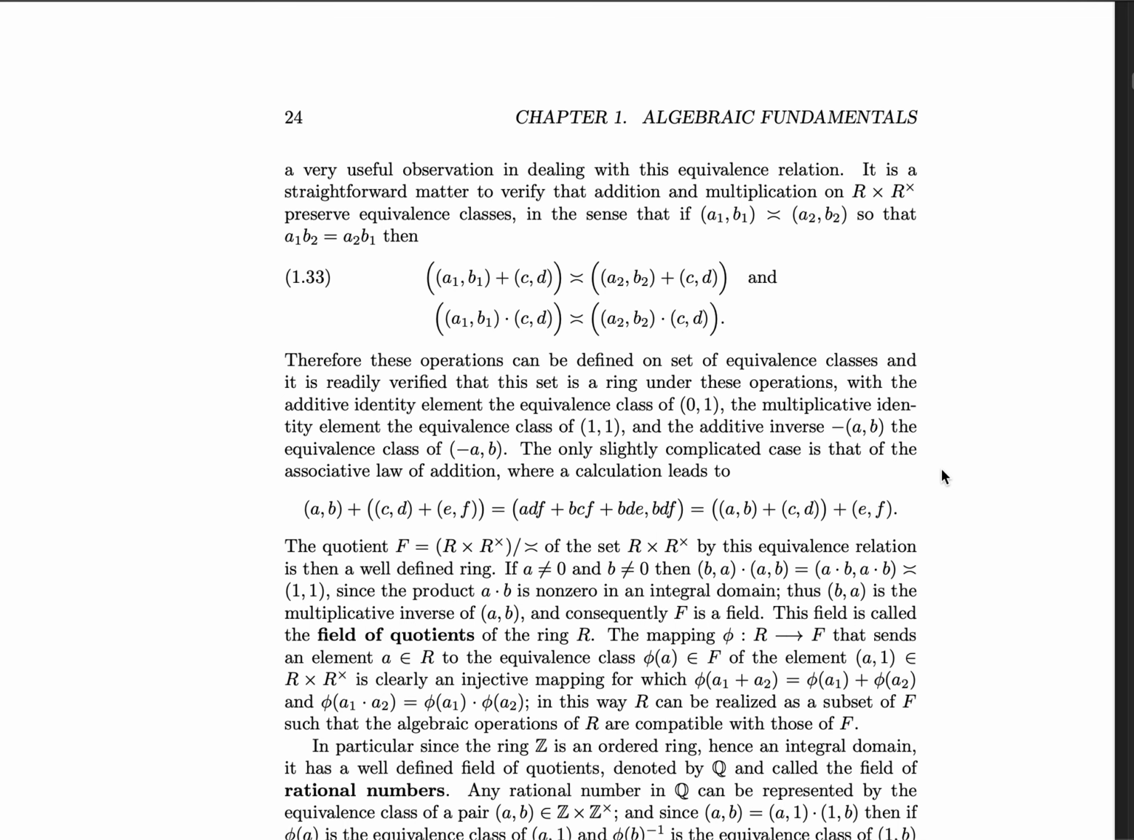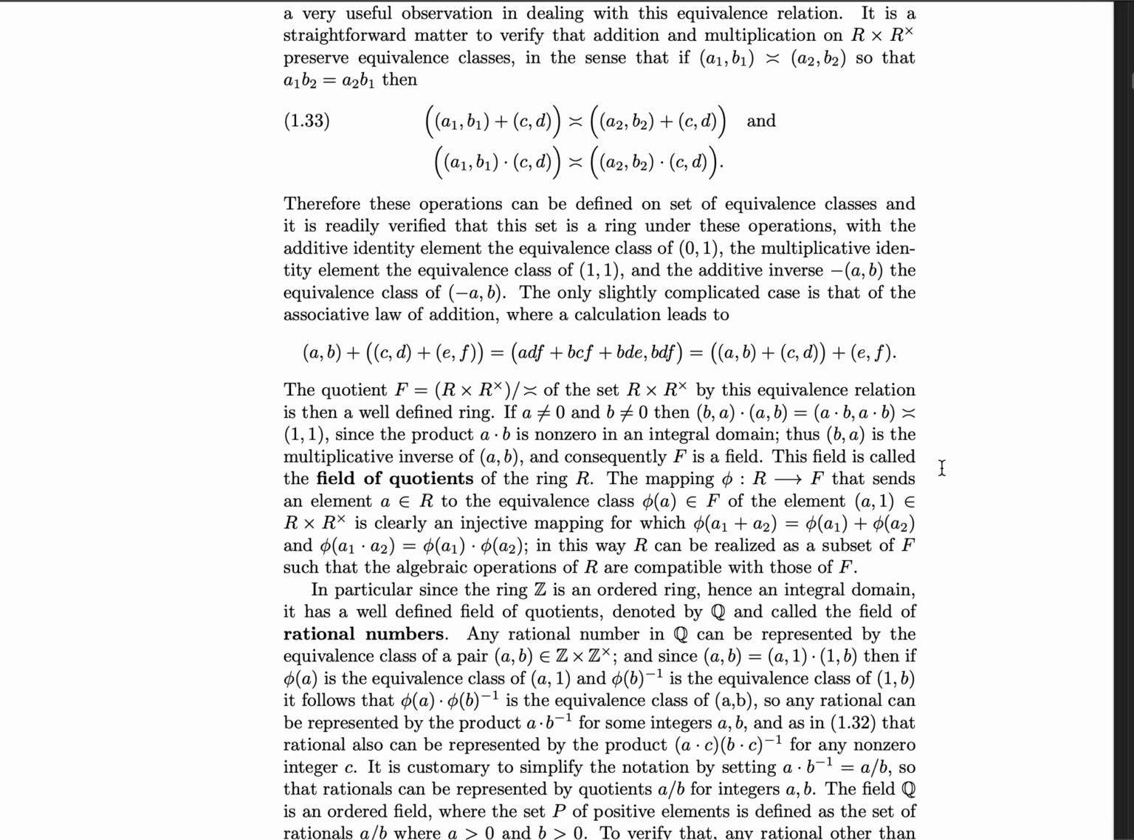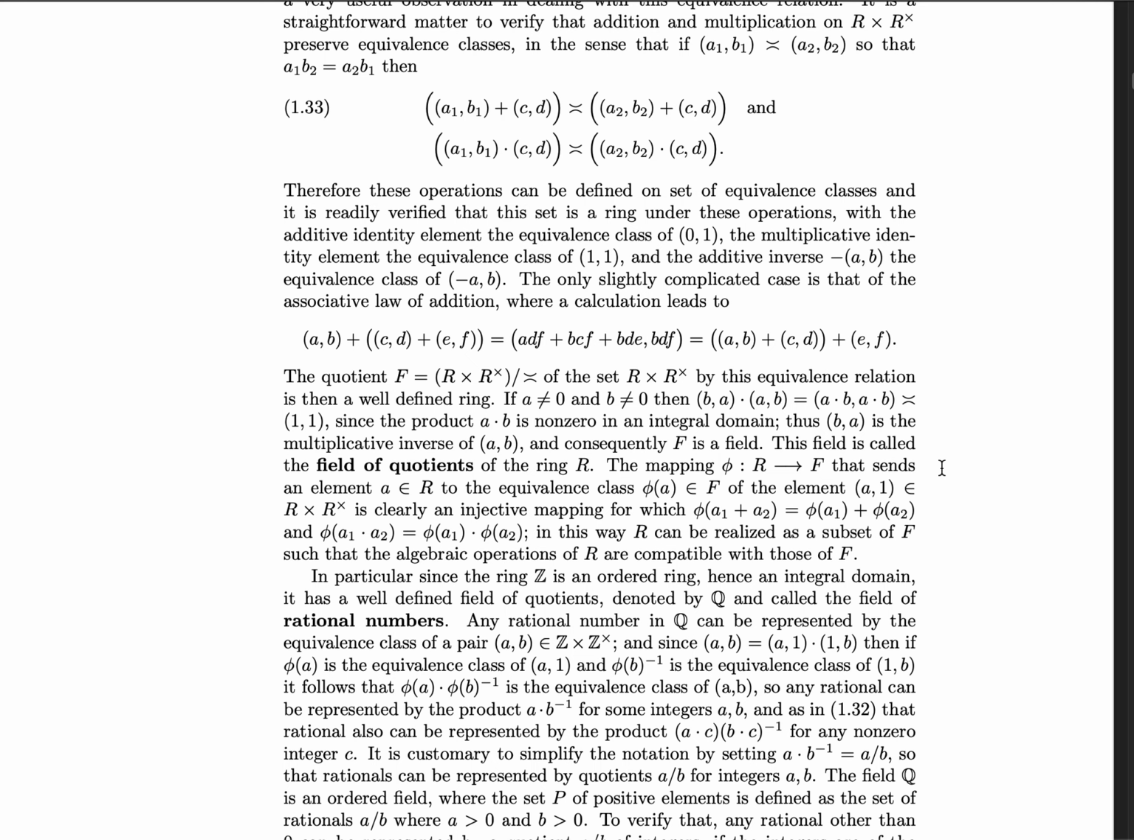We can also check that addition and multiplication on this product R cross R^x preserve the equivalence classes, in the idea that if two elements are equivalent, then their sum is equivalent, i.e. that (a1, b1) plus (c, d) is equivalent to (a2, b2) plus (c, d), and the same for products. Therefore, these operations can be defined on the set of equivalence classes as opposed to just the elements themselves, and we can verify that this is a ring under these operations, where the additive identity element is the equivalence class of (0, 1), namely 0 divided by 1 is 0, and that makes sense, and the multiplicative identity is the equivalence class of (1, 1), or any two elements where the top and bottom are equal.